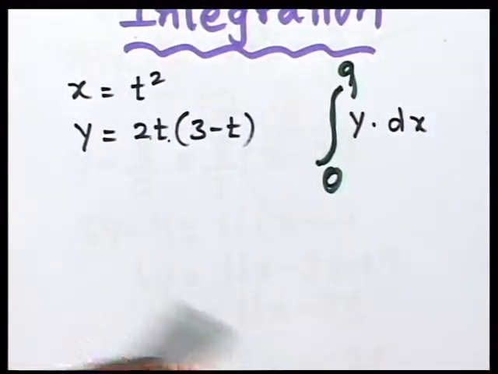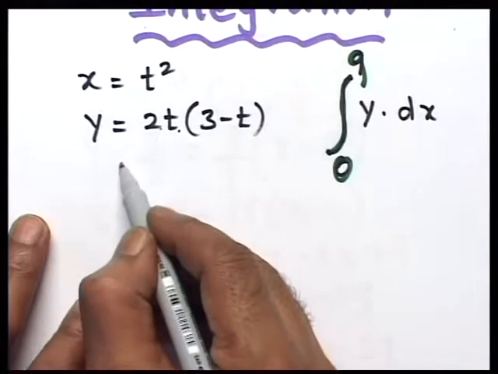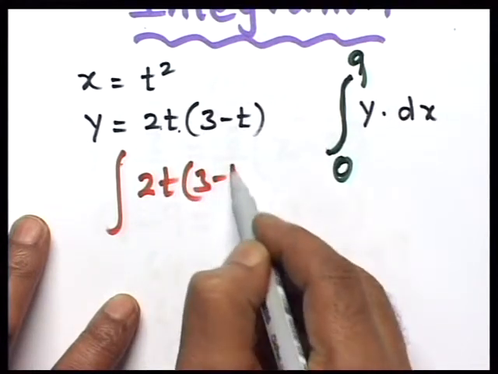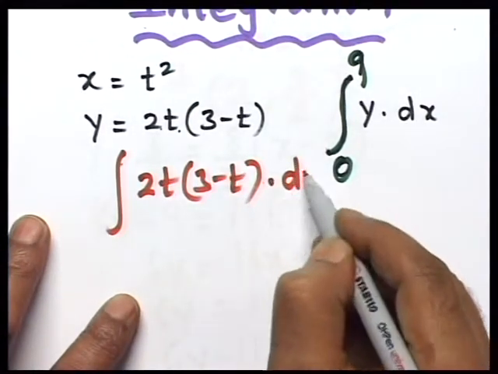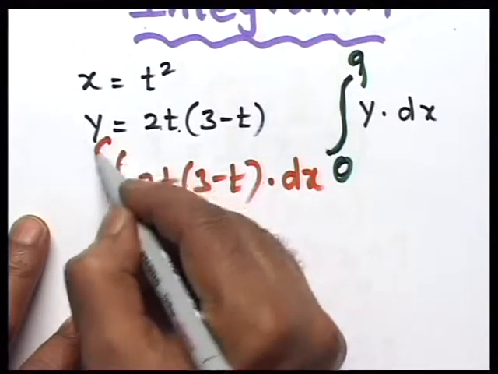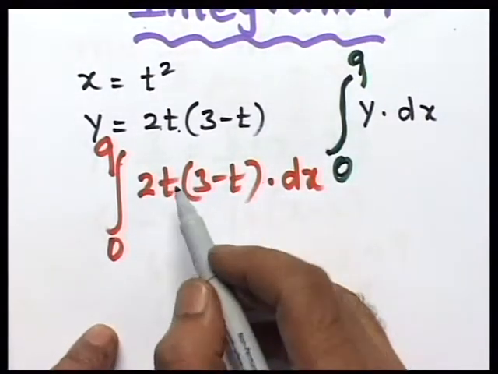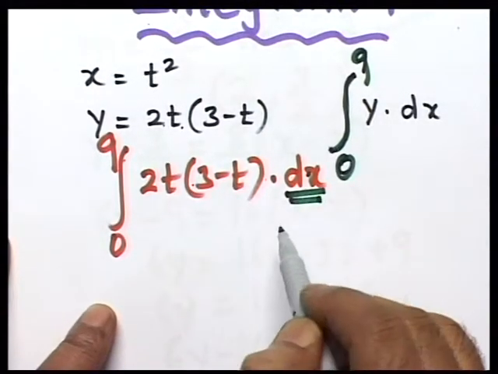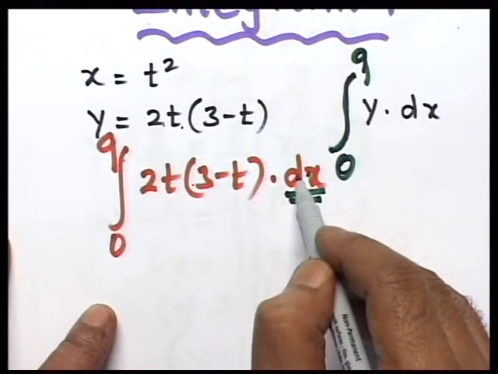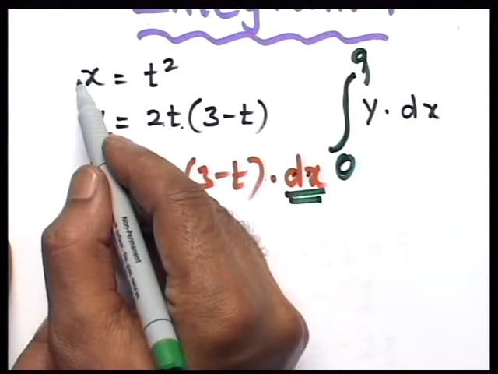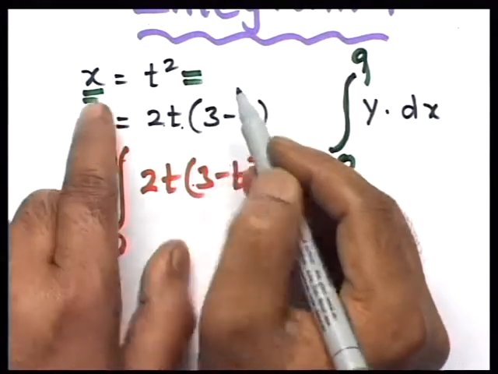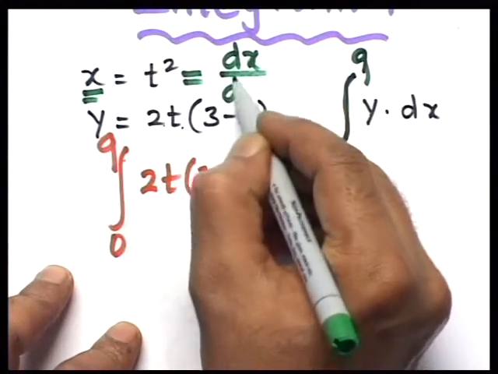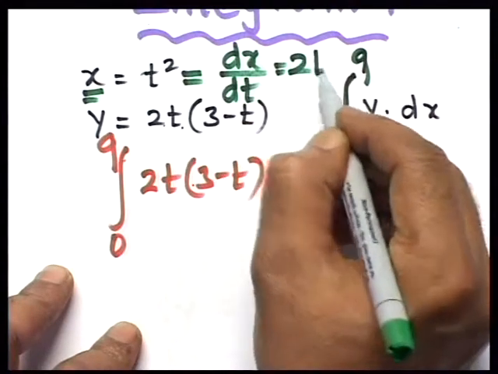Okay, let's see how we do that. We say integrate y, which is 2t bracket 3 minus t, dx. So we say dx, that's a 0, that's a 9. Now the question is, we cannot integrate t with respect to x. So we are supposed to change that. So we need a dt here. To get a dt, we can find dx over dt, right? So let's do that. dx over dt is equal to 2t, right?